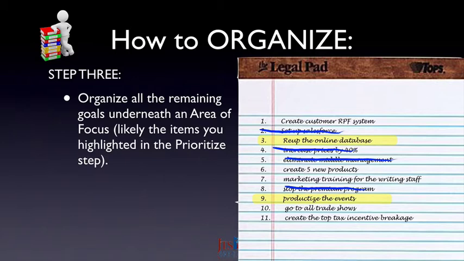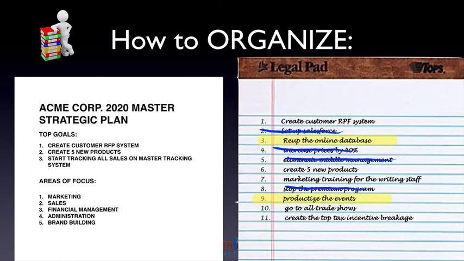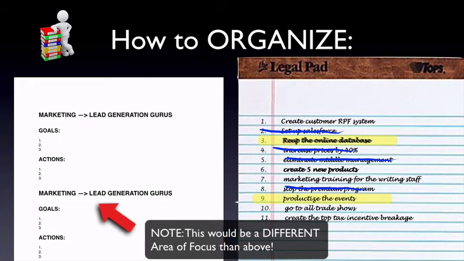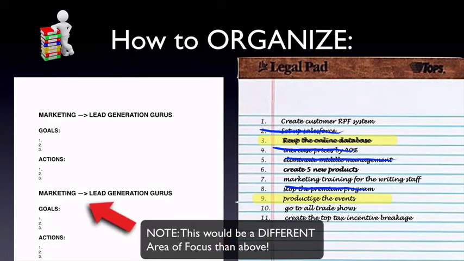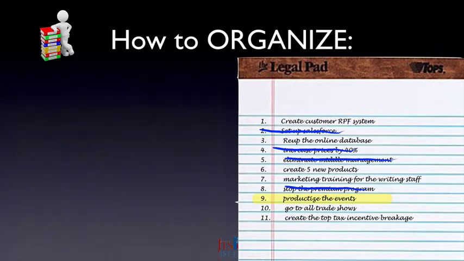And underneath each of those areas of focus, you're going to put a number of whatever the remaining goals are from your capture document. So once again, just organize all remaining goals underneath an area of focus, likely the items you highlighted in the prioritize step. So all you do is you get a new page, you list your areas of focus. You're going to have a list of goals under each of those areas of focus. Might be one goal, might be 20 goals. Just depends on how many strategic goals are actually located under or categorized under that area of focus for the year. And then you just drag those goals right underneath the goals section in that area of focus.